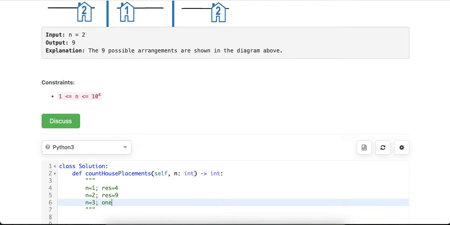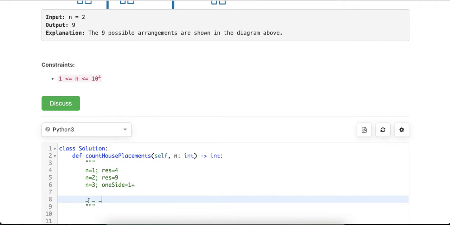Let's look at one side. Everything empty, that's one possibility. When there is only one house, we have 3 possibilities. When there are two houses, we only have 1 possibility, like this. Three houses is already impossible. So in total, we have 5 possibilities if we consider one side.